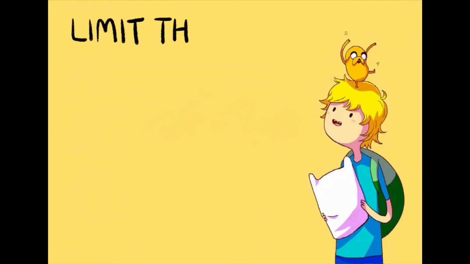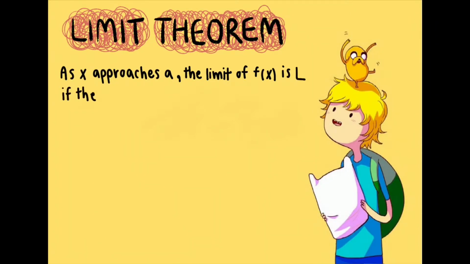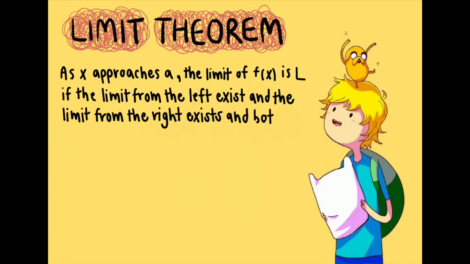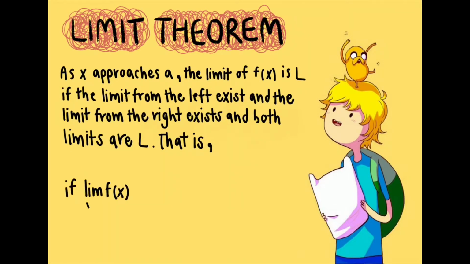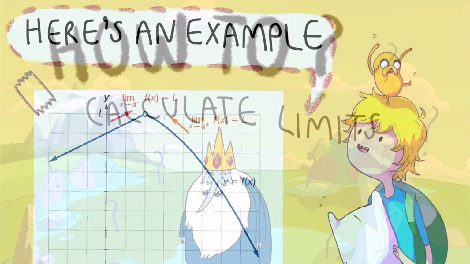Limit theorem. As x approaches a, the limit of f(x) is L if the limit from the left exists and the limit from the right exists, and both limits are L. That is written like this. Here is an example of left and right hand limits.